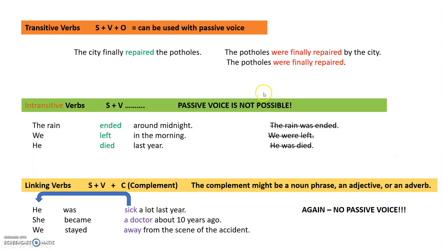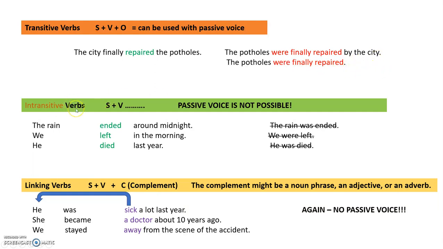Okay, so this slide shows you, again, transitive verbs and intransitive verbs, and one more type, linking verbs. So let's look at the difference. As we said before, transitive verbs come with an object after. They can be used with passive voice. The city finally repaired the potholes. Passive: the potholes were finally repaired by the city. Or maybe we don't need to mention that.